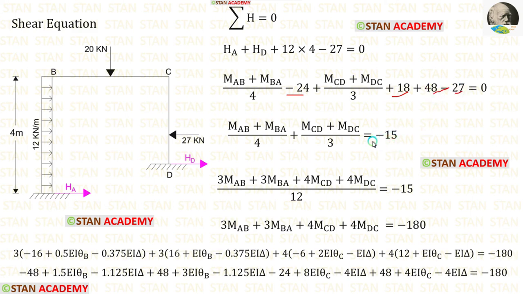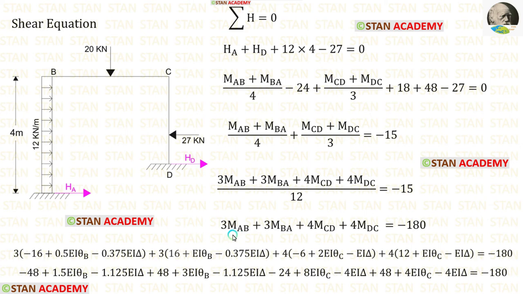Then let us take it on the right side. Then let us take LCM. 4 into 3, we will get 12. These two terms we have to multiply with 3, and these two terms we have to multiply with 4. 12 into 15, we will get 180.